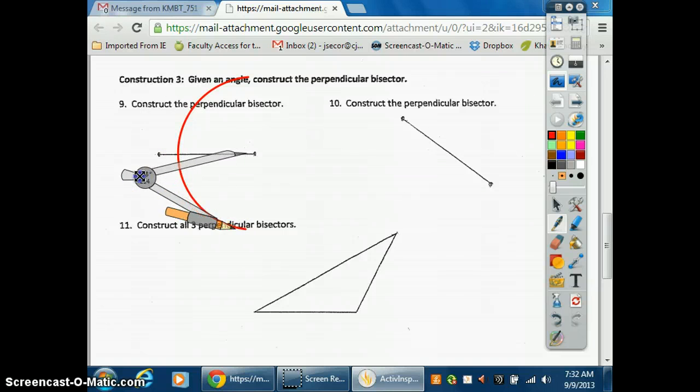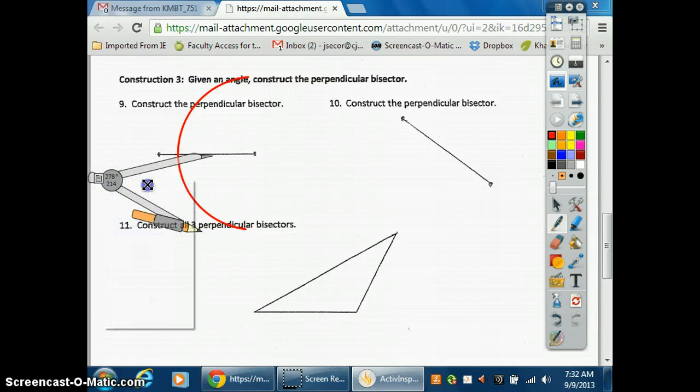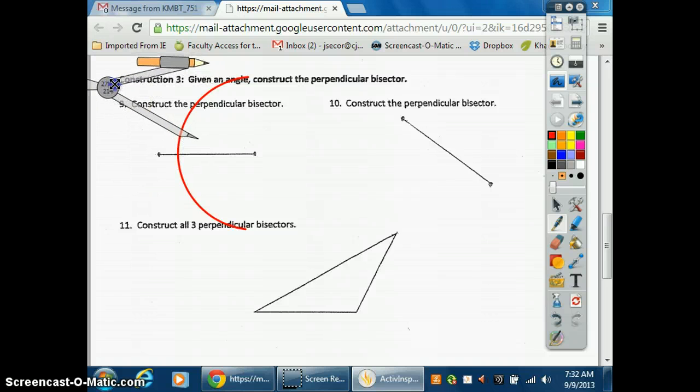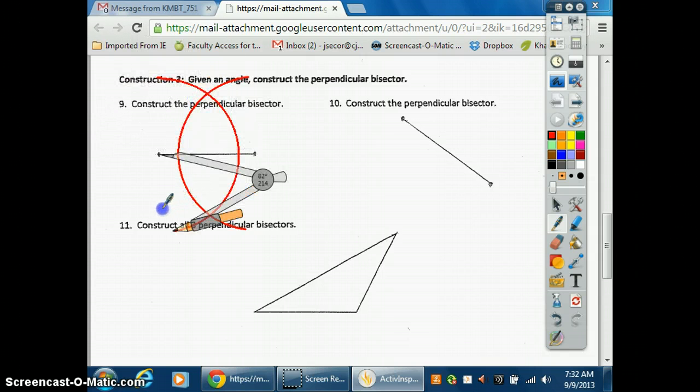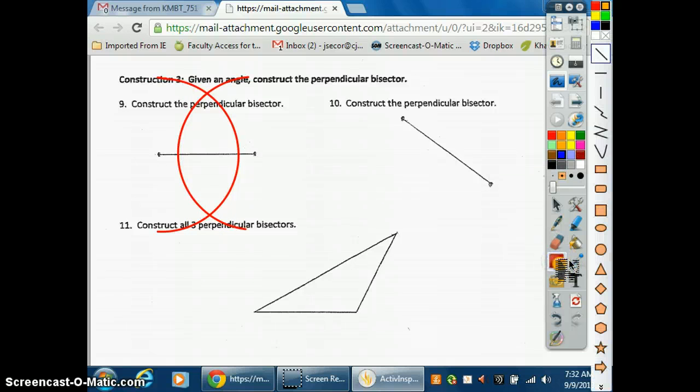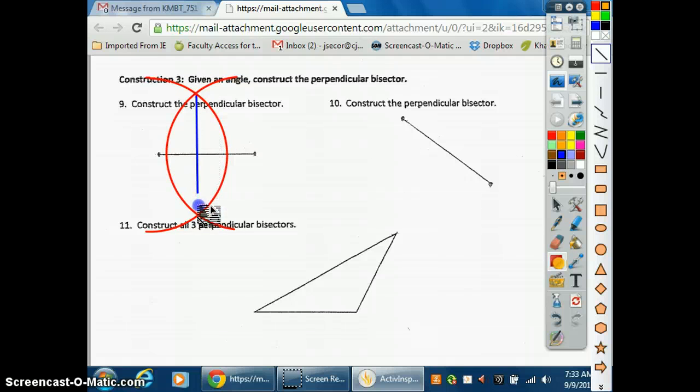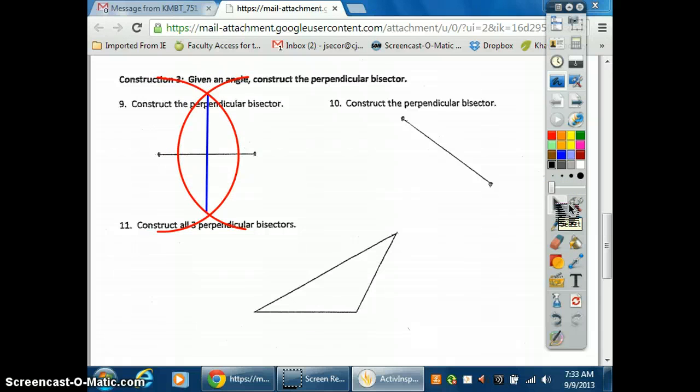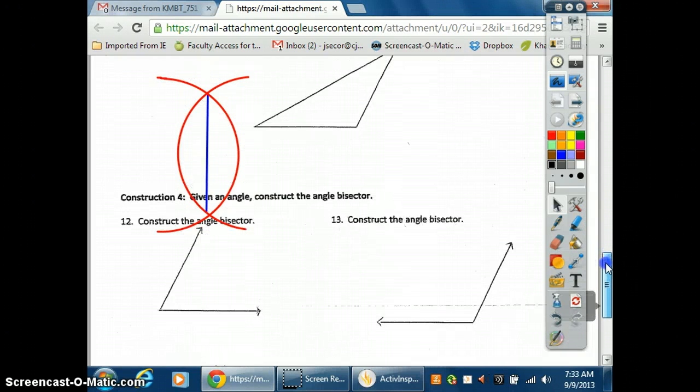Now I want to keep this same measurement and put my endpoint here on this point, and then I'm going to draw another large arc that intersects. Looks kind of like a fish, doesn't it? Where these 2 points intersect, this is what I'll connect, and I have bisected the line then. There, bisected. Okay, the final construction is to bisect an angle, number 12.